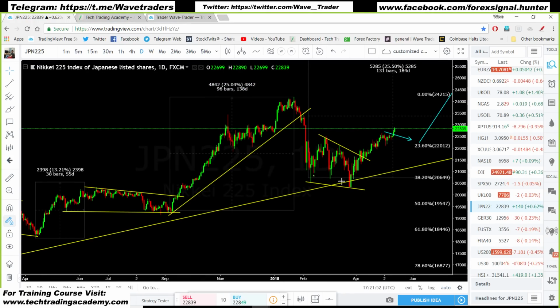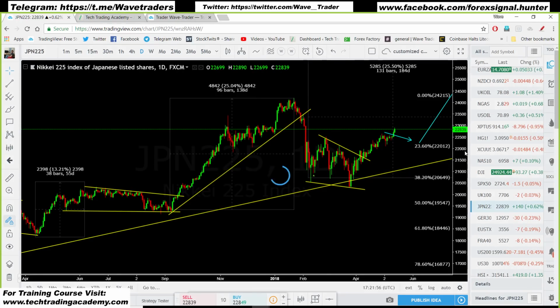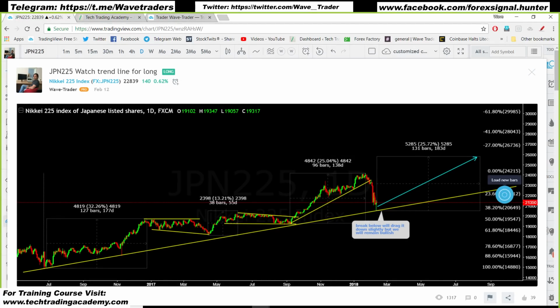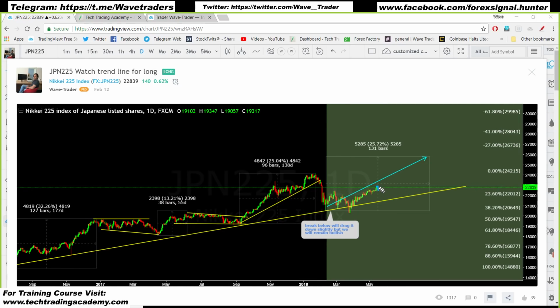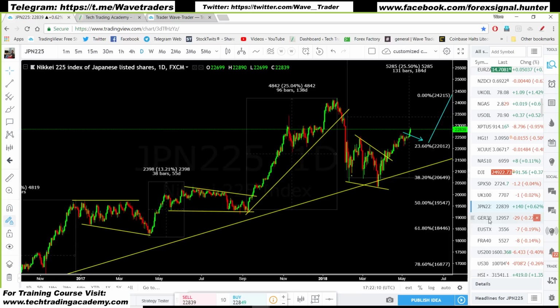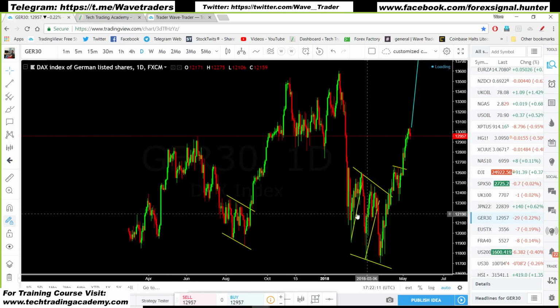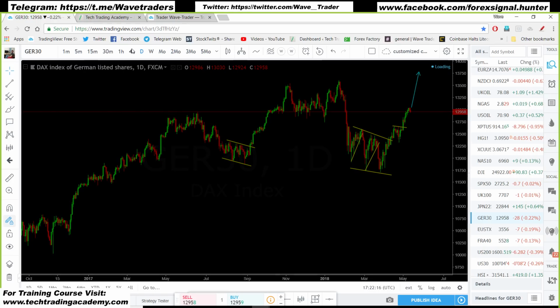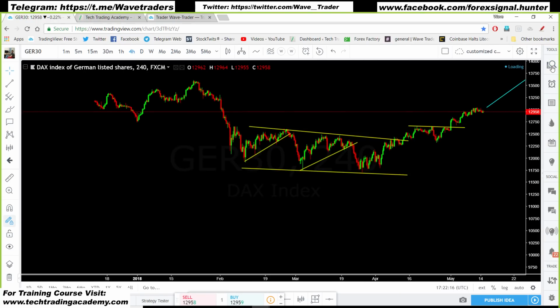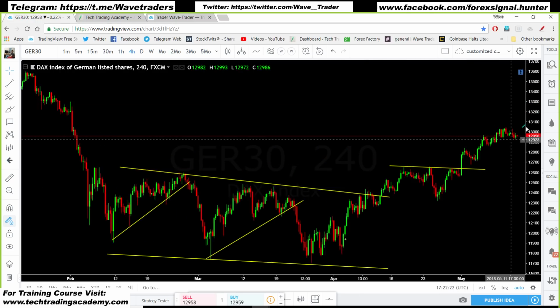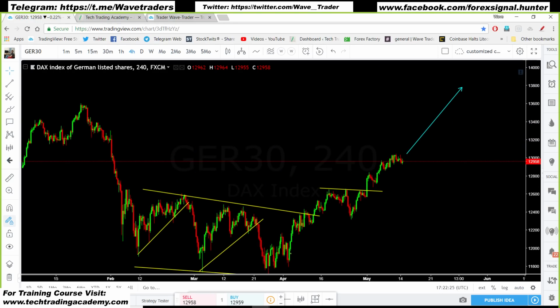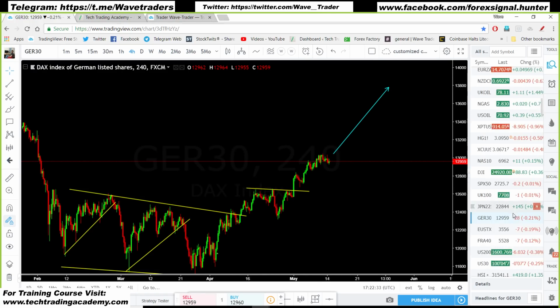So Nike, where it is heading, it's just going to continue. What you need to look for: correction and more upside. German 30, the same: correction, more upside. Watch for another correction and just more upside. Just buy it for more upside, up to the previous high. Continuation.